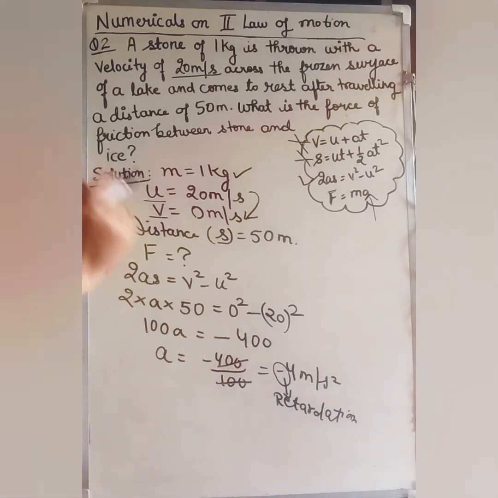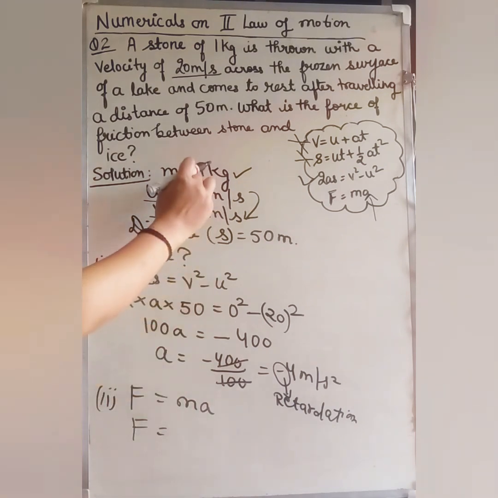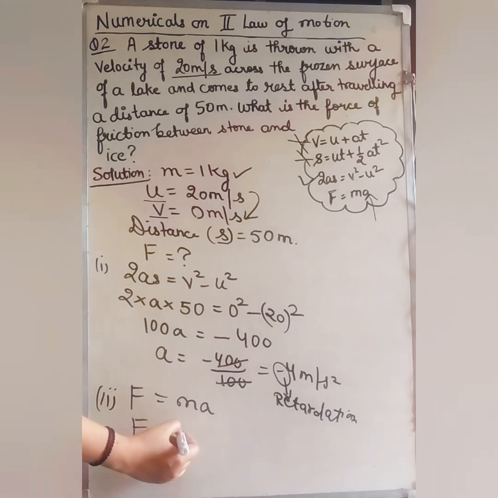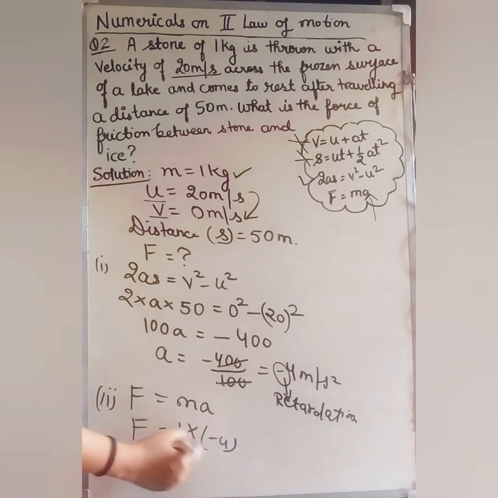Now we can find out the value of force of friction. Force of friction, or simply force, means mass into acceleration. So force is equal to mass. The value of mass of the stone is 1 kg and the value of acceleration is minus 4. So force is equal to 4 ones are 4. That will give you minus 4 Newton.